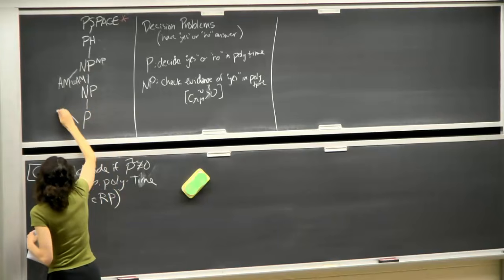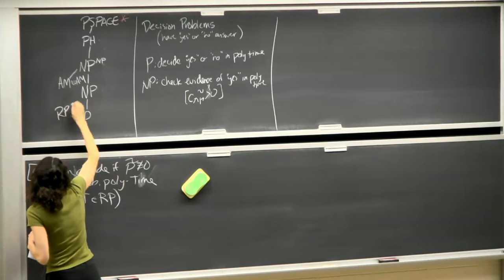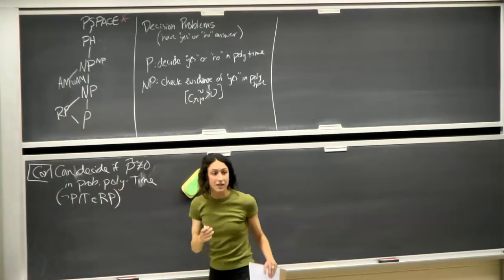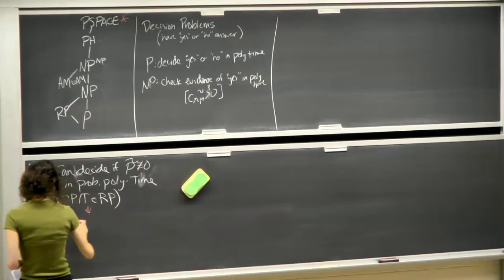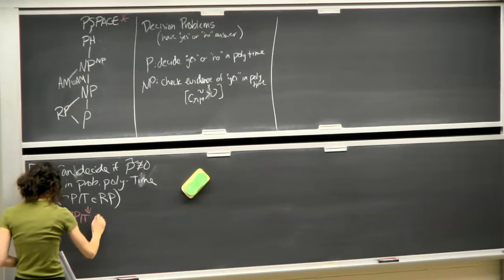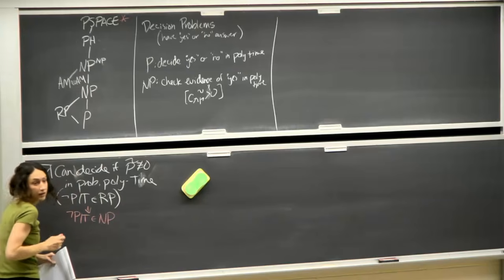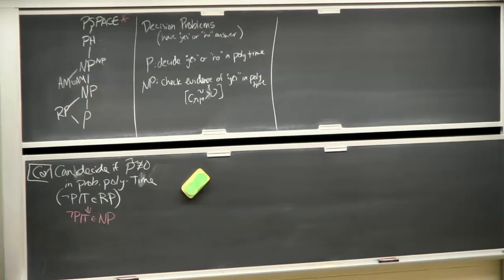Where is RP? It's here, sitting below NP. And so as a corollary, we get the negation of PIT is in NP. What is our certificate that the answer is yes? It's the things that we generated that we plugged in where we outputted some non-zero number. That is our certificate.